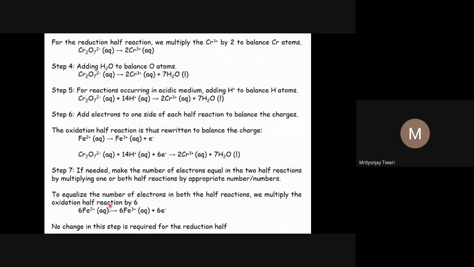Now in the next step, the eighth step, we add these two reactions that we have obtained at the seventh step. So this and this we add, and once we add, what will we get? 6 Fe2+ plus Cr2O7 2-, the dichromate ion, plus 14 H+ plus 6 electrons gives 6 Fe3+ plus 6 electrons plus 2 Cr3+ plus 7 H2O.